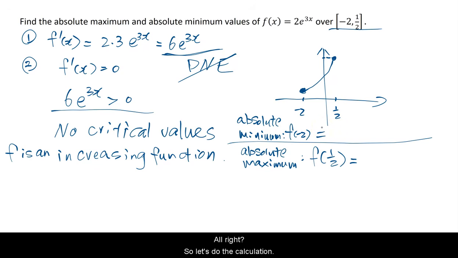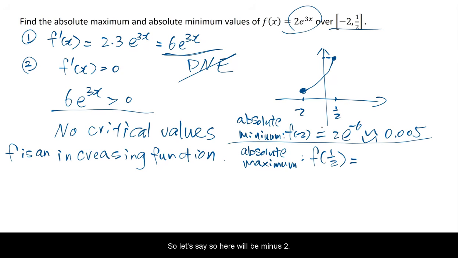All right, so let's do the calculation. F of -2, plugging into function f, that will be 2 times e to the -6. What is that, right? If you put it in a calculator, that will be around 0.05.